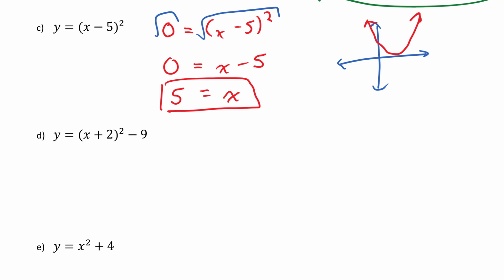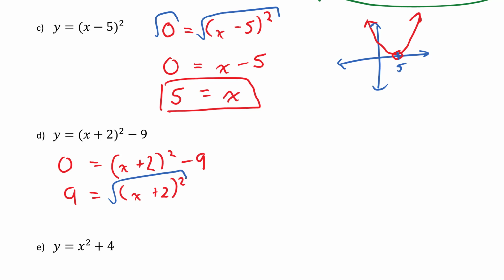This would look like this. There's only one solution. Let's try D. Set y equal to 0. (x + 2)² - 9. Swing the 9 over to the other side. 9 is equal to (x + 2)².